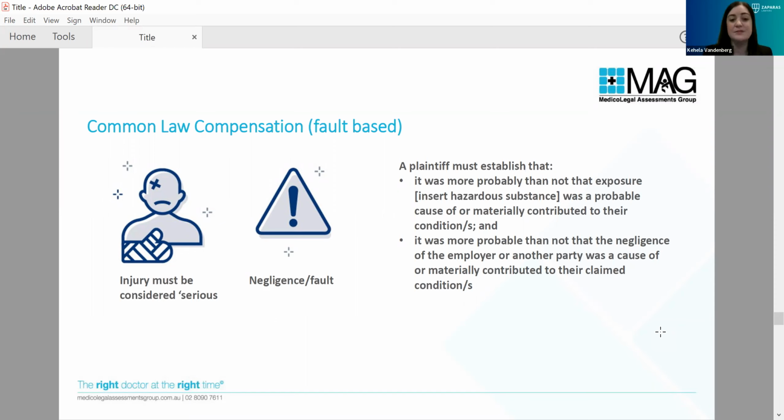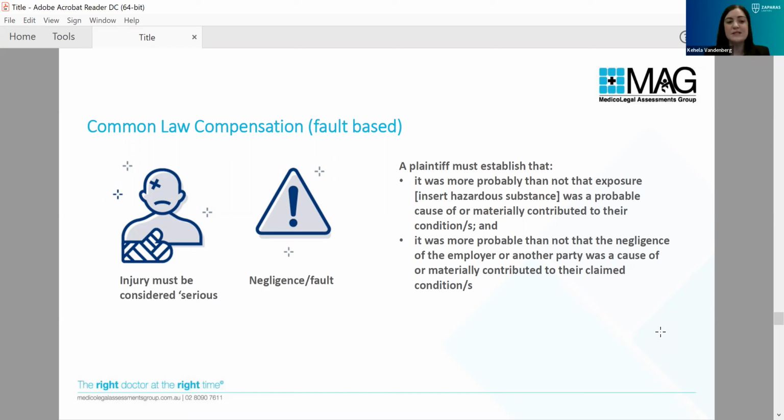And even if that is potentially the case, then we've got to consider that only those most serious of injuries and permanent injuries can go on to sue. So in terms of diseases, a plaintiff would have to establish that it was more probable than not that exposure to whatever that hazardous substance is was a probable cause of or materially contributed to whatever their condition is. And it is more probable than not that the negligence of the employer or another party, if it's not because of the employer, was a cause of or materially contributed to their claimed condition.